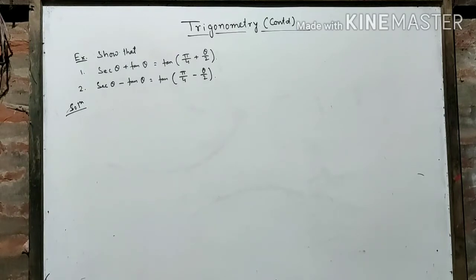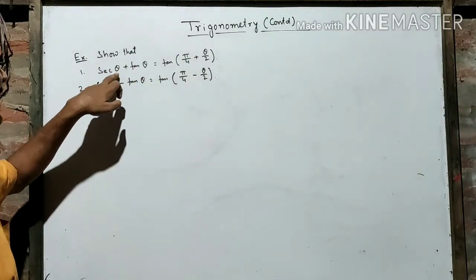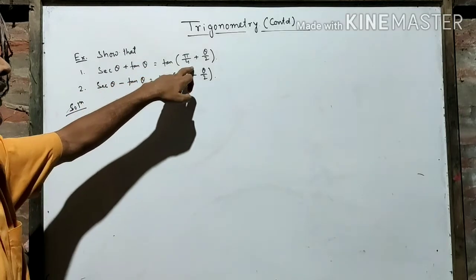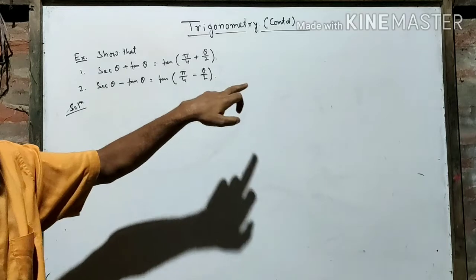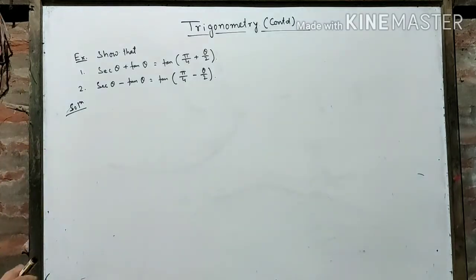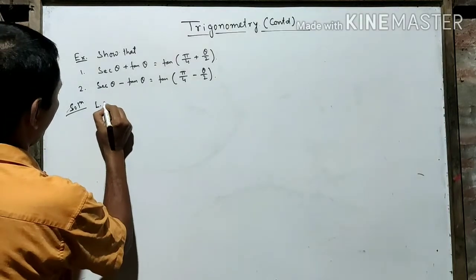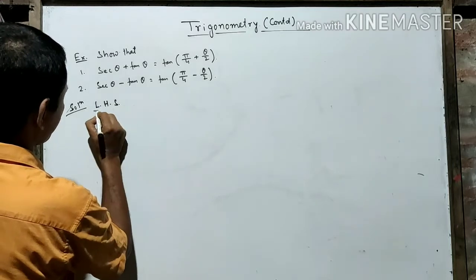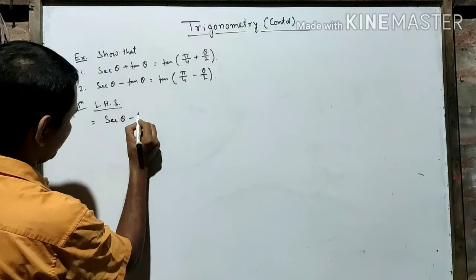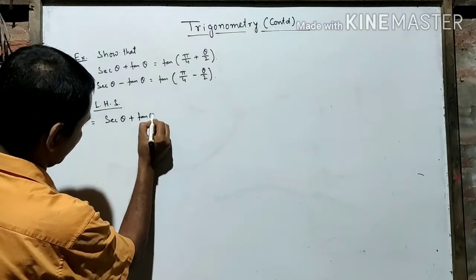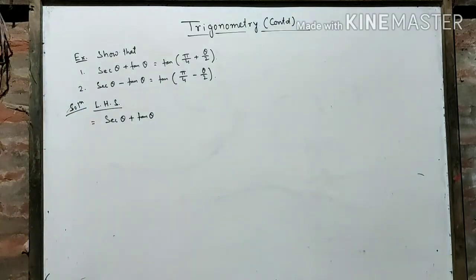Next, we have these two questions. Show that sec theta plus tan theta is equal to tan of pi by 4 plus theta by 2, and sec theta minus tan theta is equal to tan of pi by 4 minus theta by 2. Okay, this is a show-that type problem. So we start with the left hand side, no problem. It is equal to sec theta plus tan theta. We are trying to solve the first one.